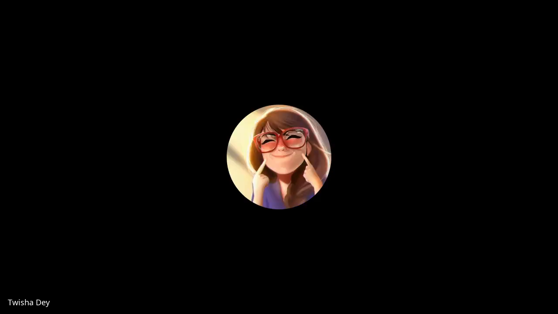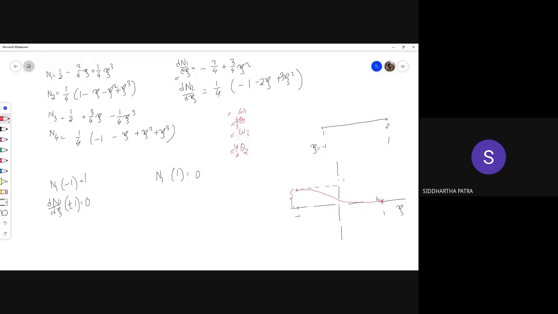Sir, could you say that once more? So that is how the shape of the cubic curve should be, right? So that's what you get out of N1. Now try the same with N2. Evaluate N2 at -1. Evaluate N2 at +1.